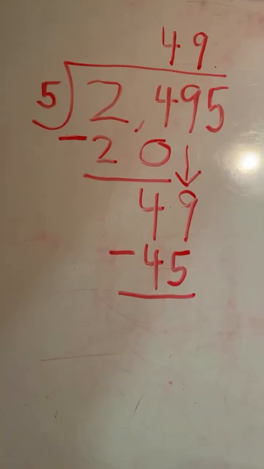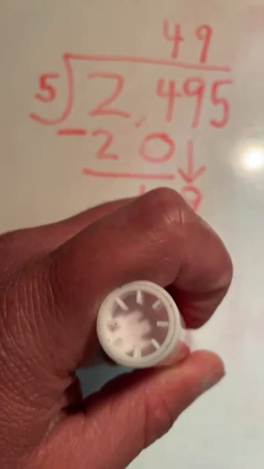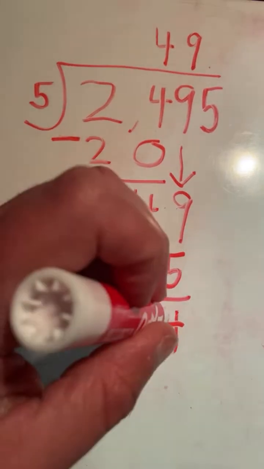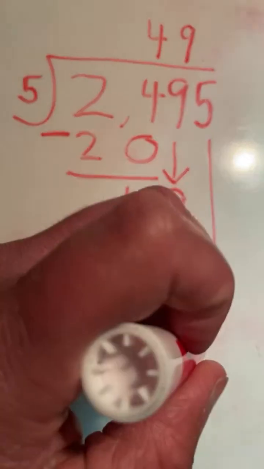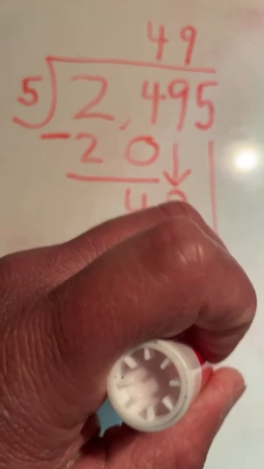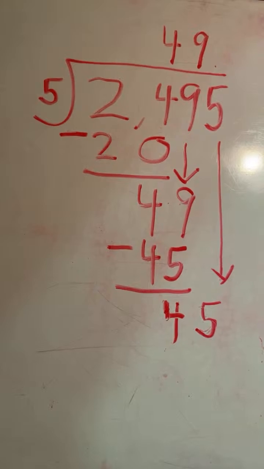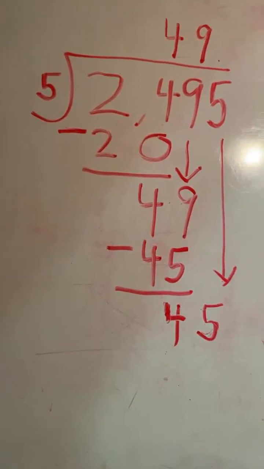49 minus 45 equals 4. We have a remainder of 4. Next, we bring down the 5. Then 45 divided by 5. So we've got to figure out how many groups of 5.